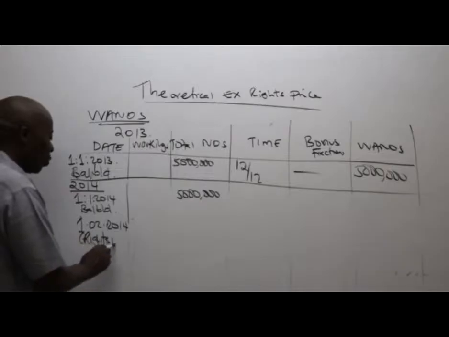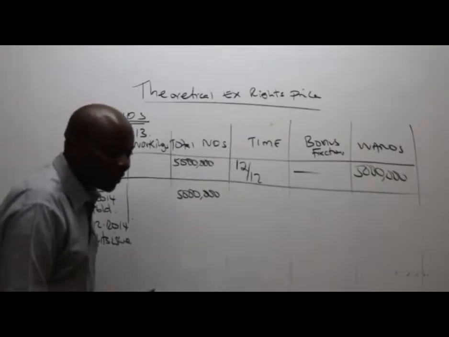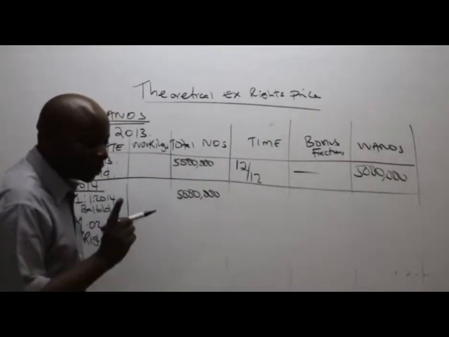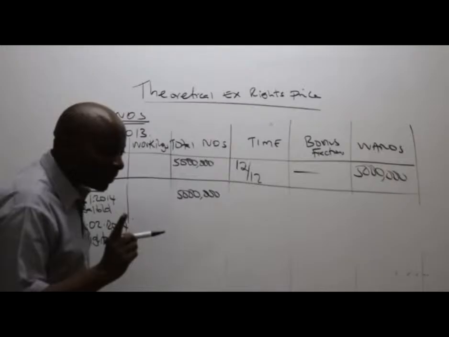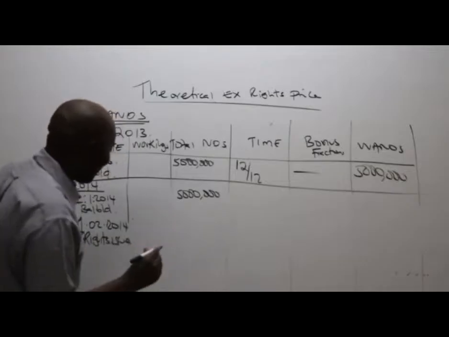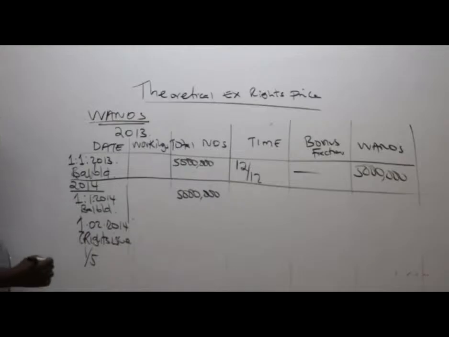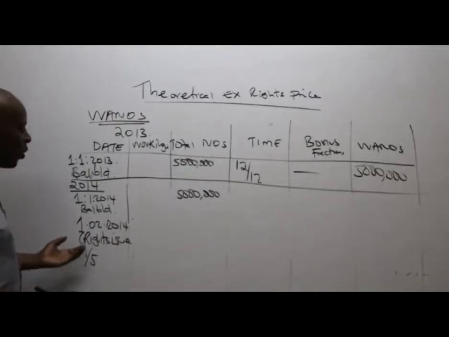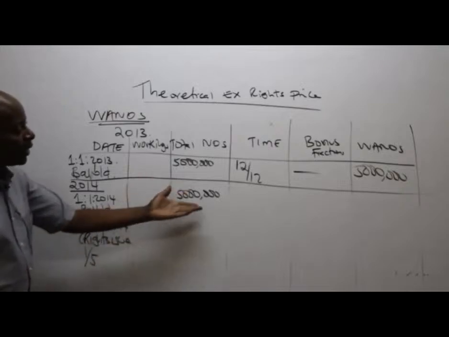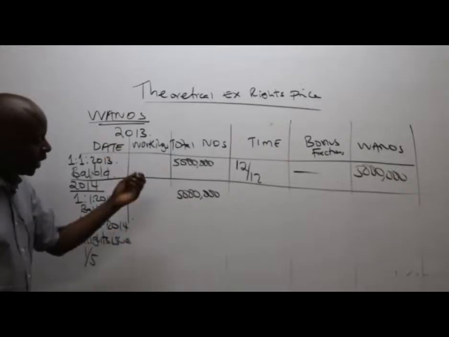A rights issue of how much? A rights issue of what fraction? 1:2? Oh yeah, let me correct that. A rights issue of 1:5. A rights issue of 1/5. So then what will happen? We shall take 1/5 of the number of shares we had outstanding.